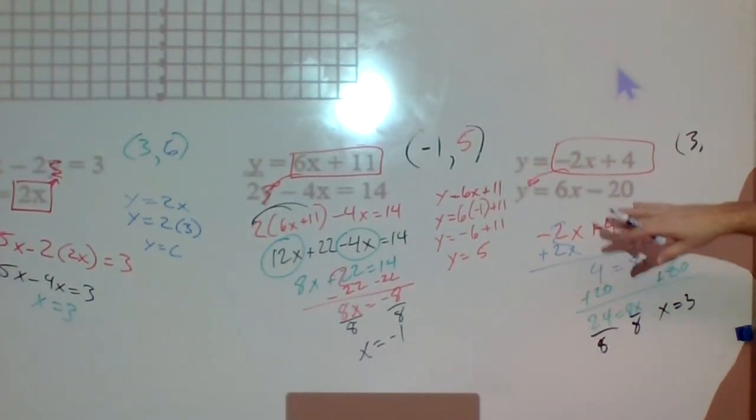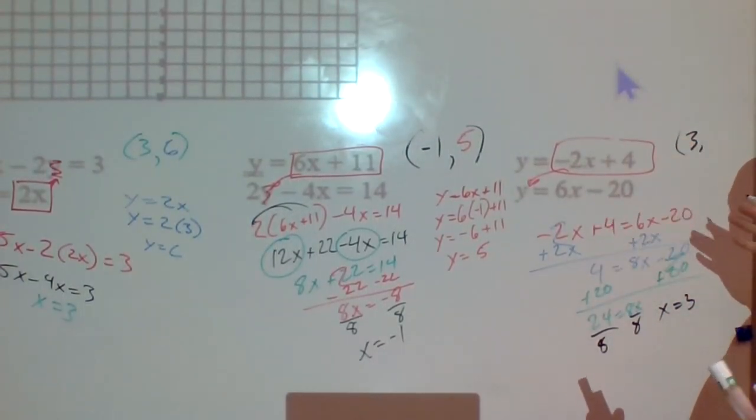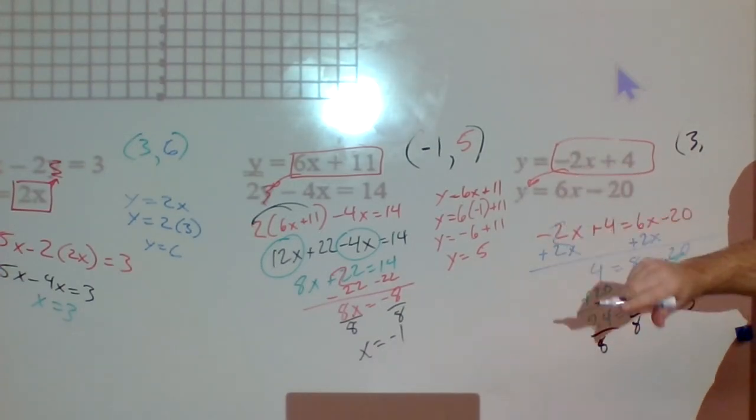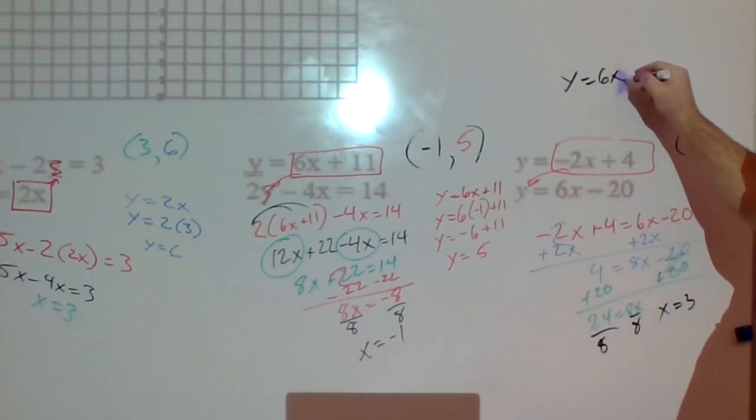Okay, x equals 3. Either equation is fine. It doesn't matter. I'm going to do the bottom one because I don't like that negative number. That scares me. So I'm going to do the bottom one. So we got y equals 6x minus 20.